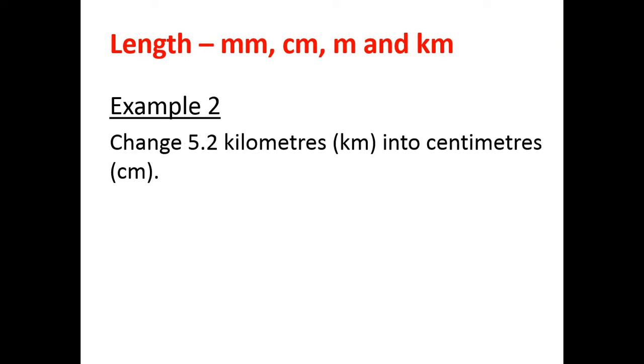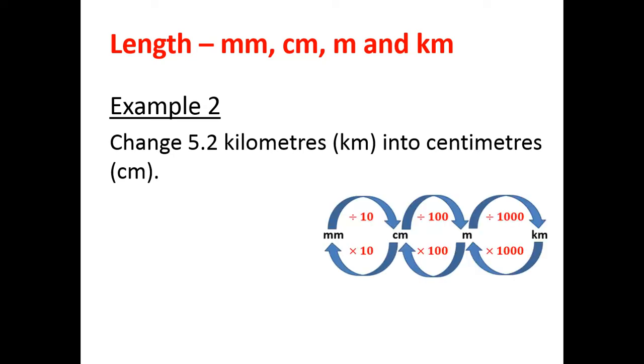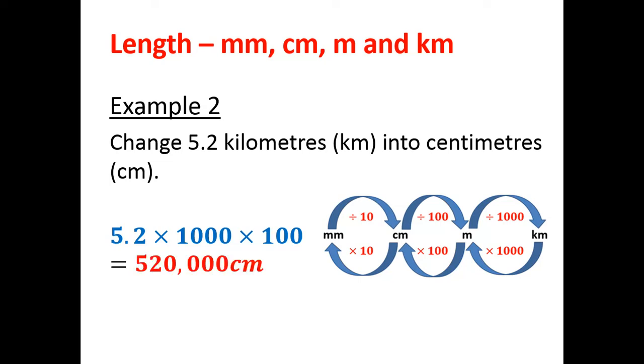Example 2. Change 5.2 kilometers into centimeters. Well, another look at our diagram. We're changing kilometers all the way back into centimeters. So we need to multiply by 1000 first and then multiply by 100 second. So 5.2 times 1000 times 100 gives us 520,000 centimeters.